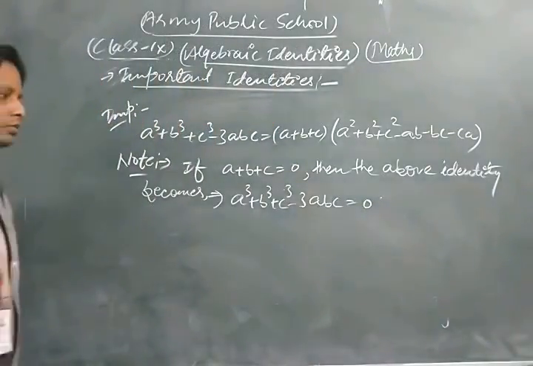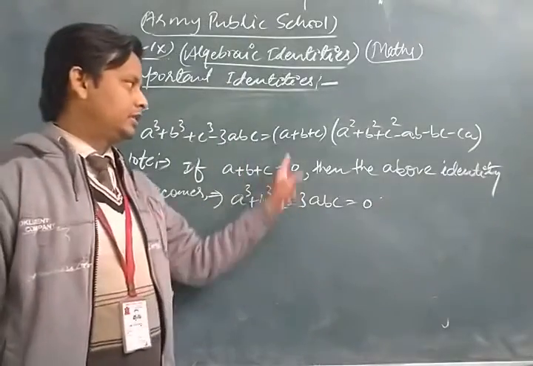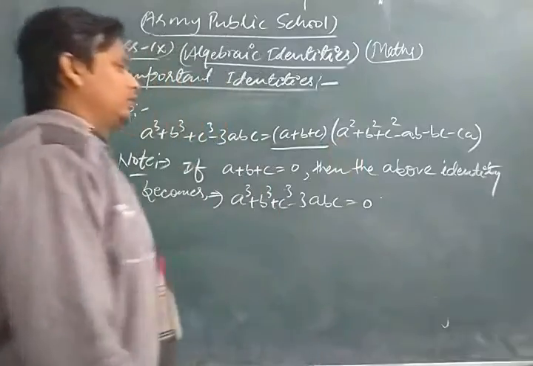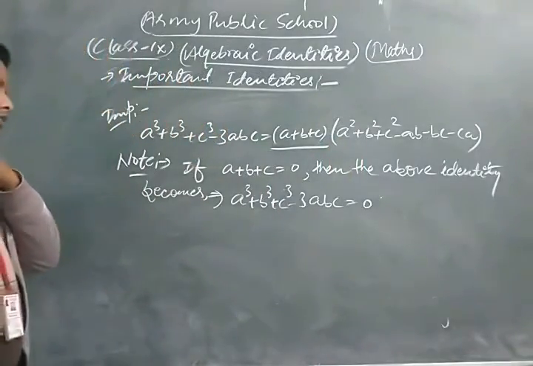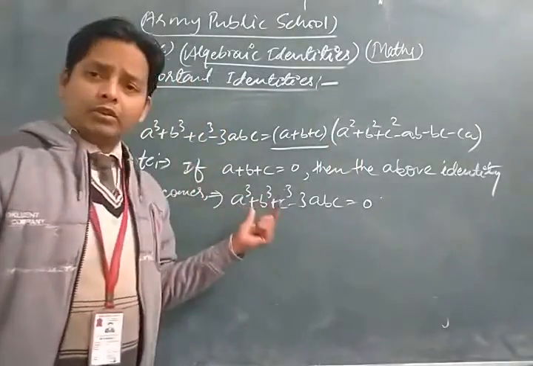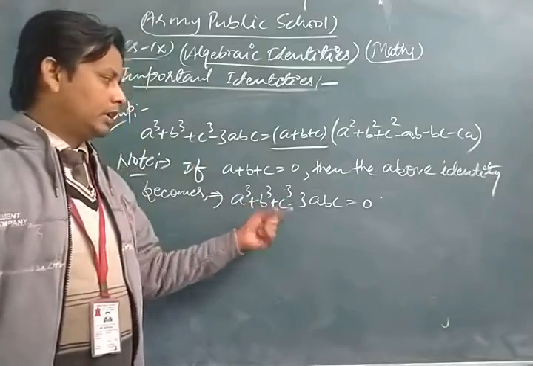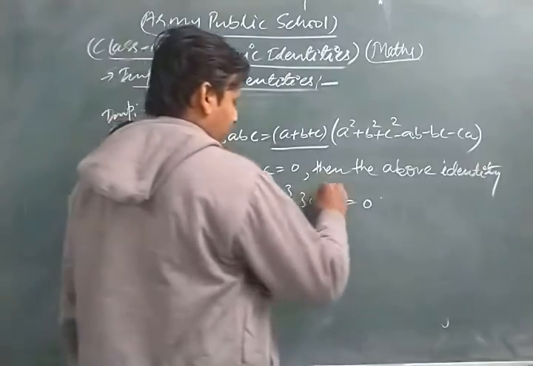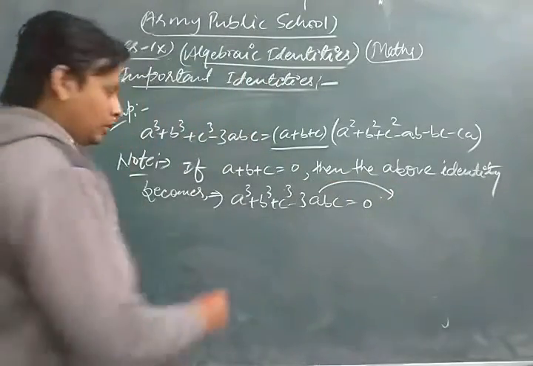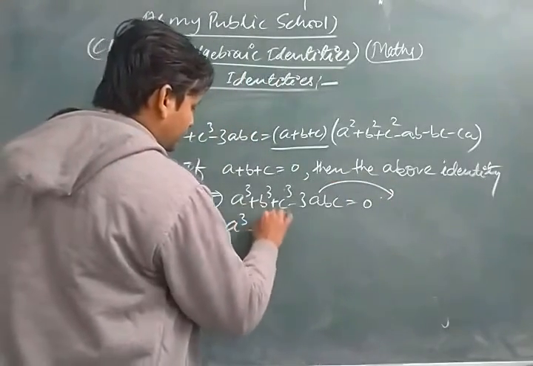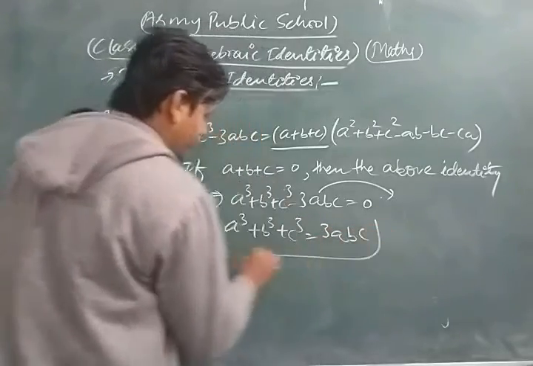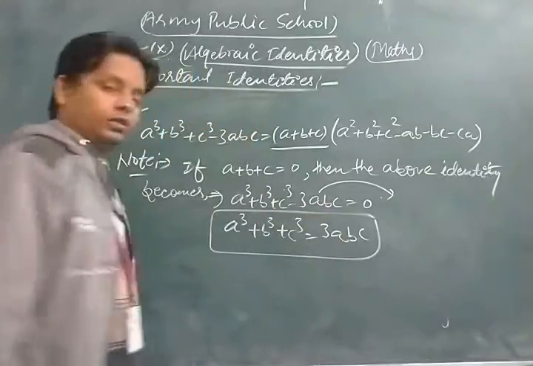A cube plus B cube plus C cube minus 3ABC is equal to 0 because the value of A plus B plus C is equal to 0. So in this way, the value of A cube plus B cube plus C cube minus 3ABC is equal to 0. Now look, we transfer the minus 3ABC to that side. So we can write A cube plus B cube plus C cube is equal to 3ABC. This is a very important result for you.